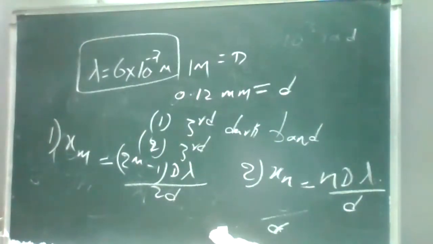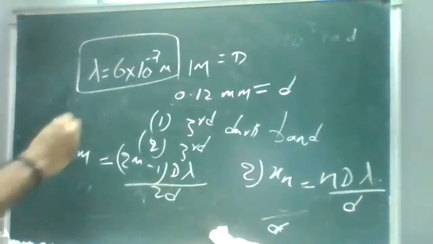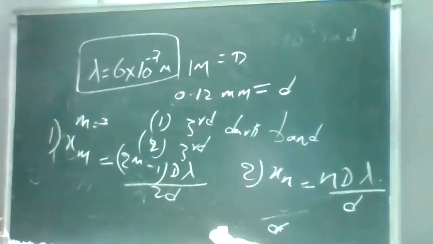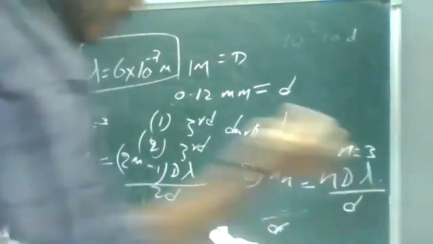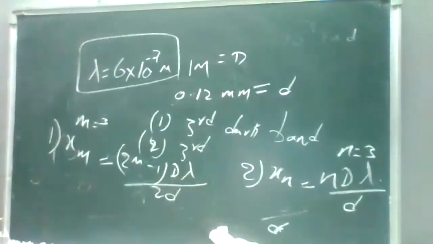And they have given m is 3 because it is the third term. M is equal to 3. And for the second question also, n is equal to 3. So try to find xm and try to find xn. Convert everything into meters. It will be useful.